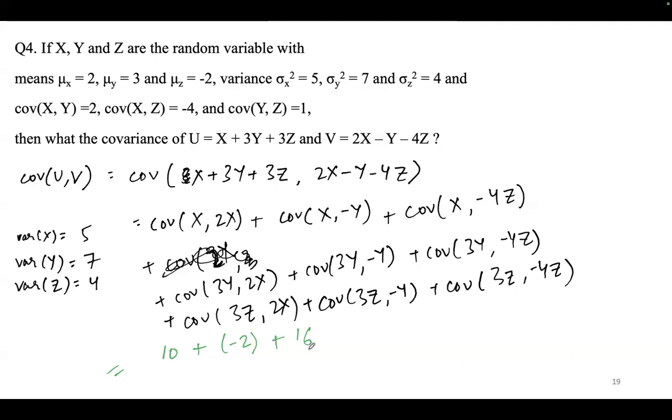Are you able to follow this thing? Yes, ma'am. Right? Okay, good.